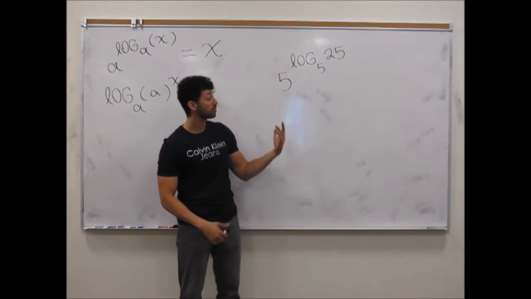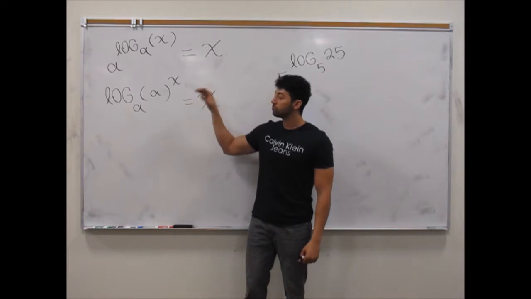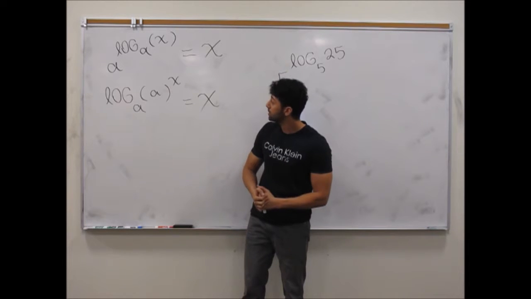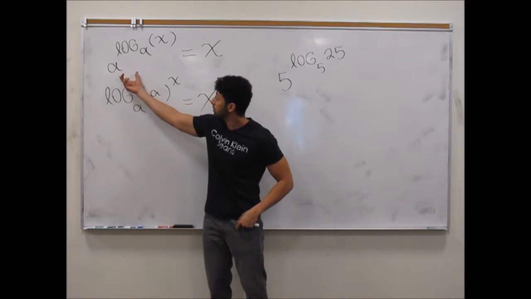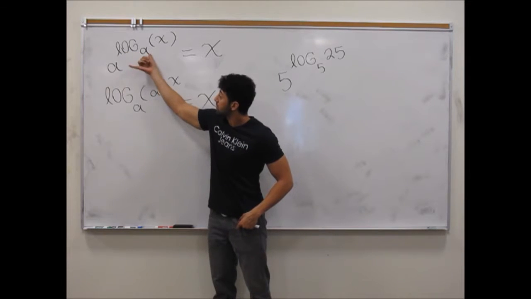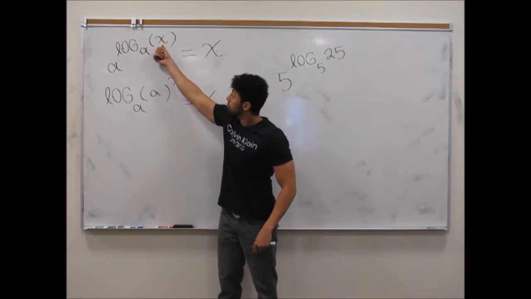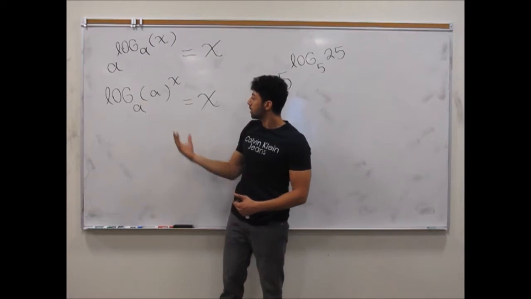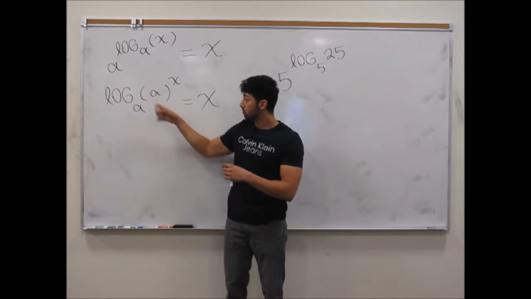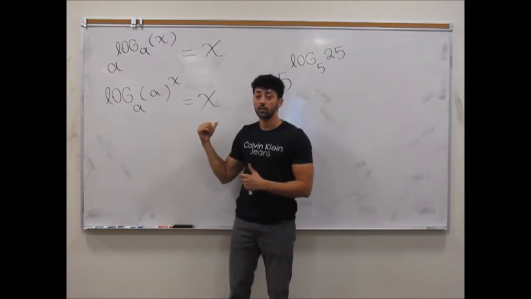Alright, so here's another example. Just want to put up these new laws that we might want to keep in the back of our mind: when you have something being raised to an exponent and that log has the same base as that thing, your answer is just what's inside the log. And over here, if you have a log with the same base and the same argument, you just end up getting the exponent as the answer.